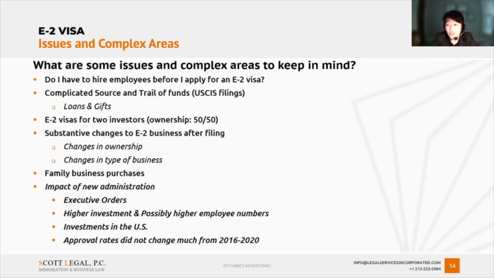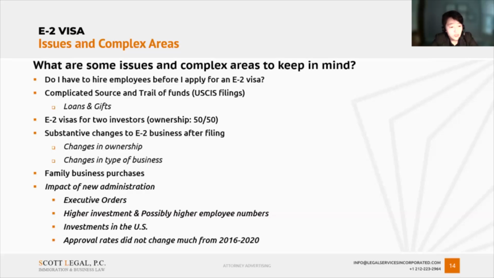E2 visas for two investors, it is possible if they are both treaty country nationals. Two investors can qualify for an E2 investor visa if they each own 50% of the company. But each person must meet the substantial investment requirement. So you can't just have one investor invest 80K and the other only invest 20K or things like that. It needs to be roughly equal, because each investor must independently meet the substantiality requirement for the investment.